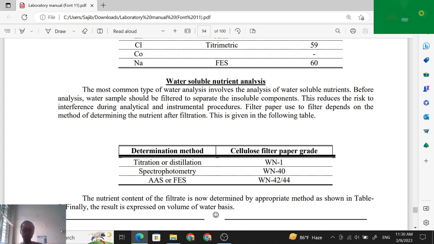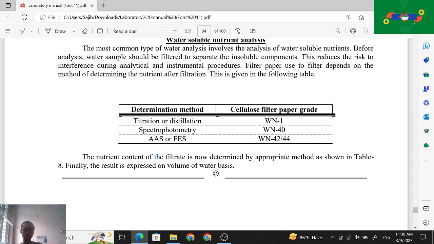And the filter paper used to filter the sample depends on the method of determining the nutrients after filtering. This is given in the following table.